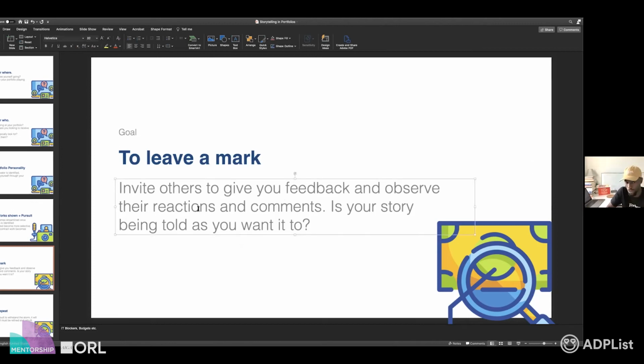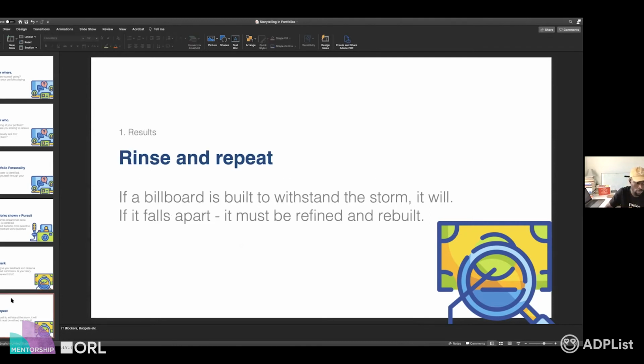The way you do that is by inviting others to give you feedback and observing their reactions and comments. Are they excited? Are they dazzled by some of the features and organization you have on your portfolio, or are they just blah? These are things you want to take into consideration as you refine your portfolio. And that brings me to the last point here: rinse and repeat. That's back to the results that we're looking for.